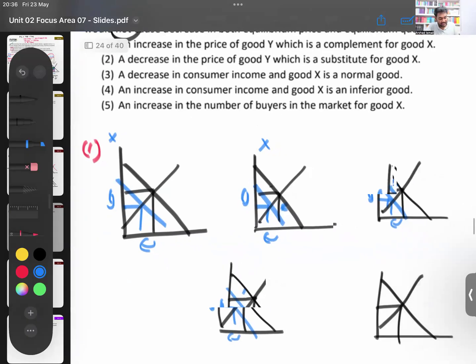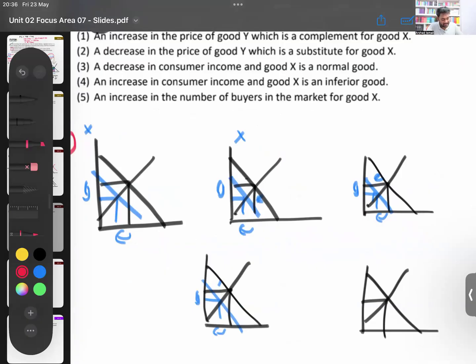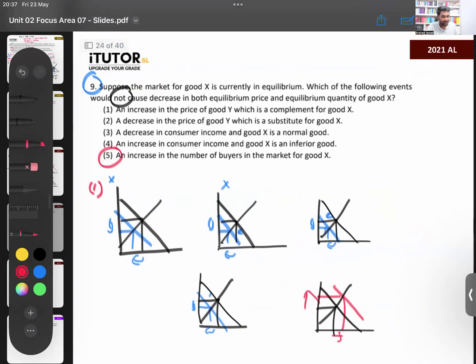The last one, increase in the number of buyers. If the number of buyers increases, demand will increase. Then price will increase, quantity will increase. So that has to be your answer. You don't have to draw all the five. If you figure out that if demand decreases, then this will happen. So answers 1, 2, 3, and 4 all talk about demand decreasing, so they can't be your answer. Answer number 5 says demand will increase. Ideally, you can draw and figure out, but you can be much faster as well when getting the answer.